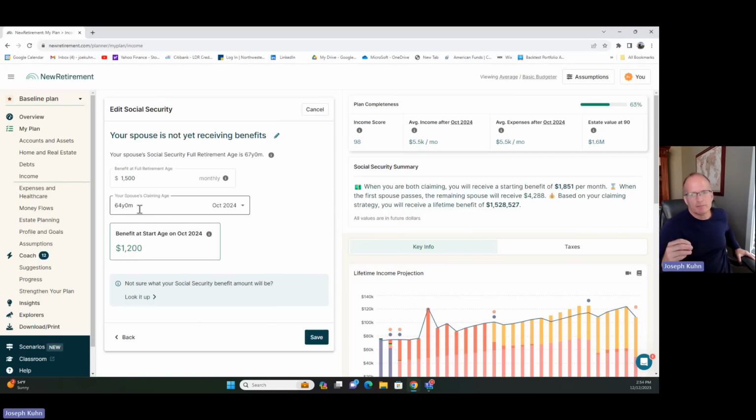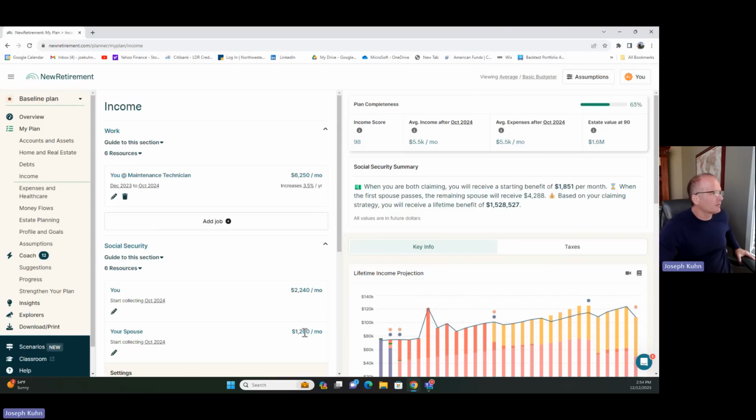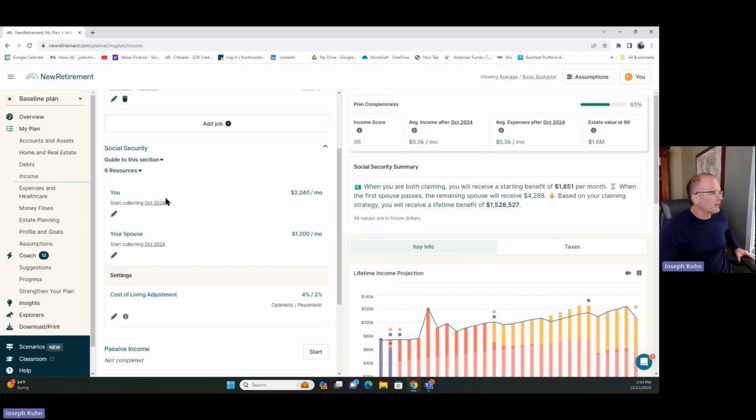Both husband and wife in this example are the exact same age. They're like 63 years old. So her benefit is going to be half. Okay, so they're taking Social Security at 64 is the example here. So that's what's put under income.